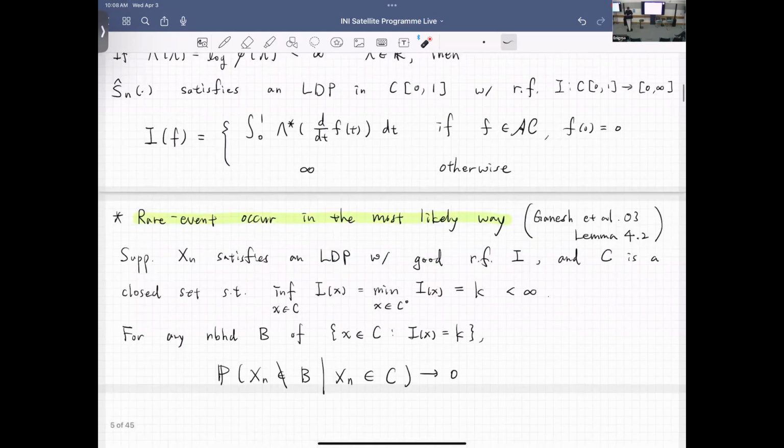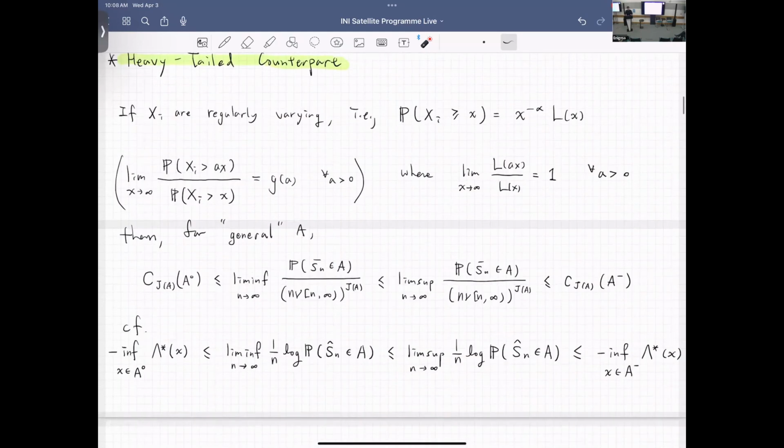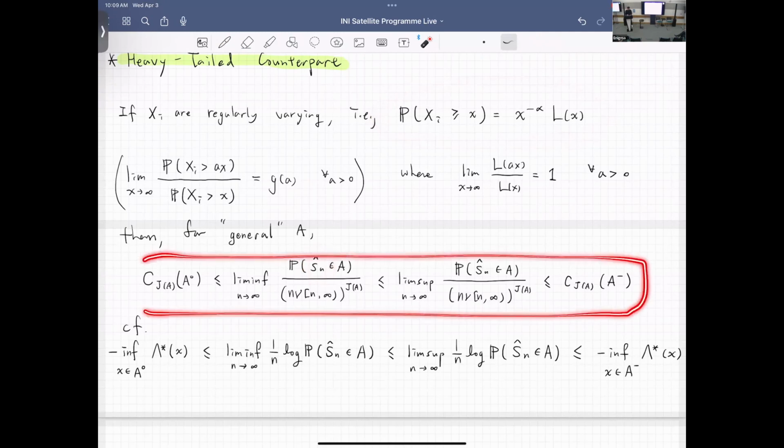All right, so this is the result that came out, the first result from that direction of research. Again, suppose that we have regularly varying increments. The path of the random walk satisfies this version of large deviations.